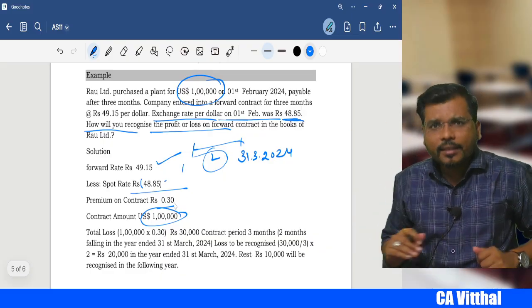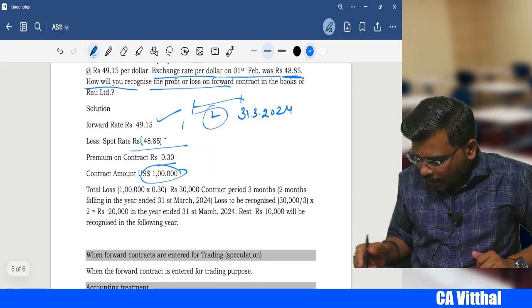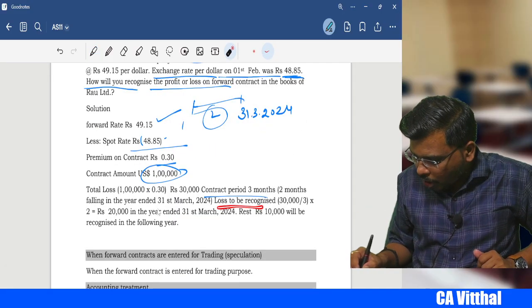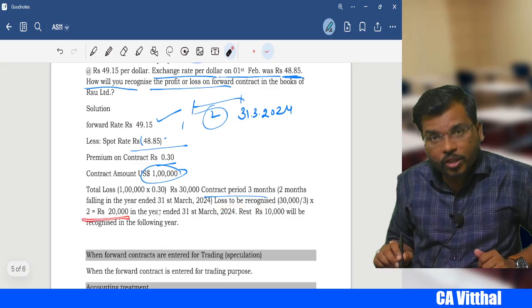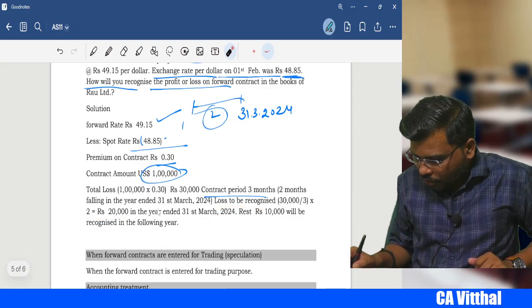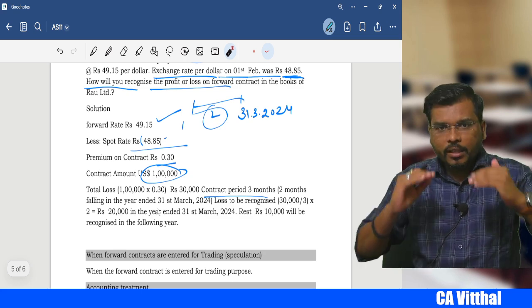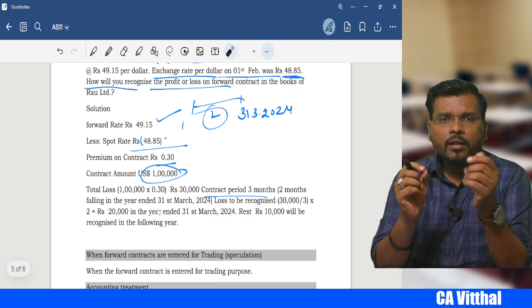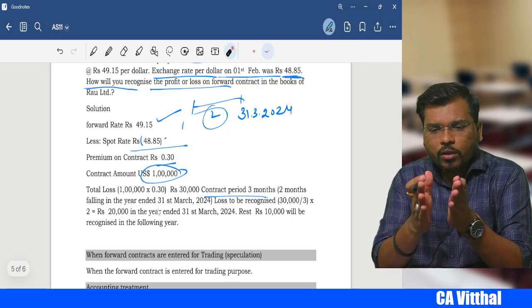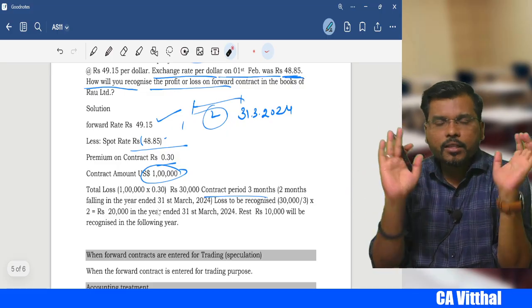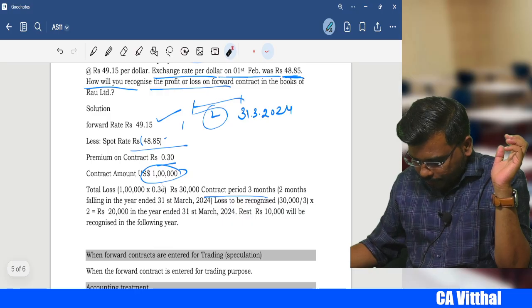Expense means loss. So the contract period is 3 months, and the loss to be recognized in the current year is 20,000, and next year's loss is 10,000. Is that clear? This is called hedging purpose. So whenever there is hedging, always remember we recognize profit or loss over the contract period, found by forward rate minus spot rate. Okay, come to the next one.